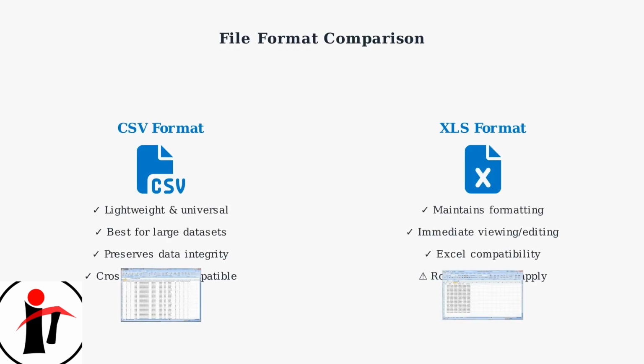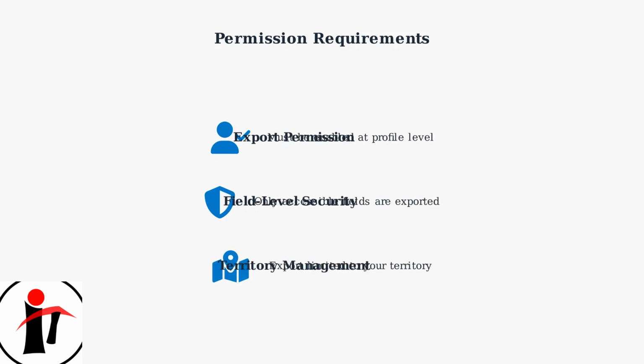When choosing your export format, CSV is ideal for large data sets and maintaining data integrity across platforms, while XLS preserves formatting and is better for immediate viewing and editing. Before exporting, ensure you have the necessary export permissions enabled at your profile level. Only fields you have access to will be included in the export.